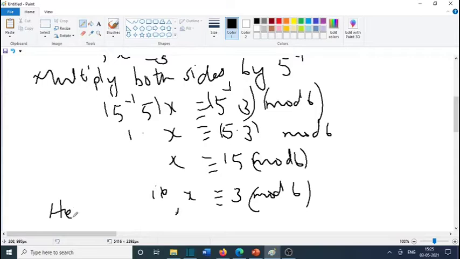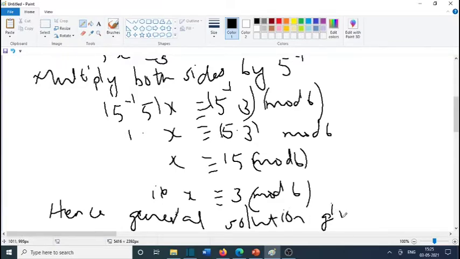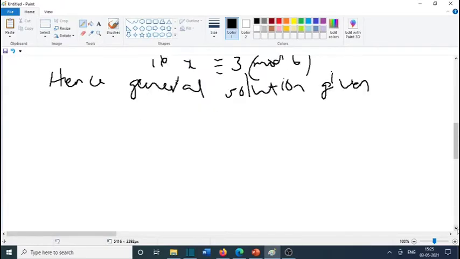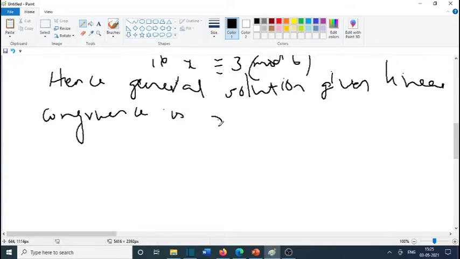Hence the general solution of the given linear congruence is x is equal to 3 plus 6t, where t is an integer.